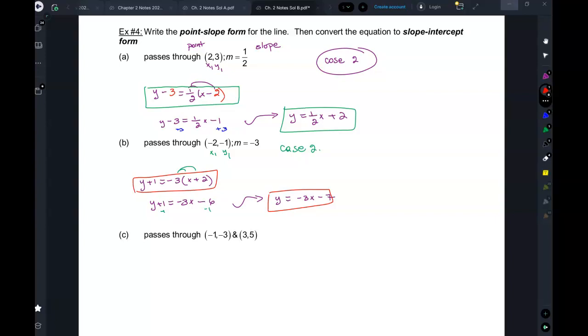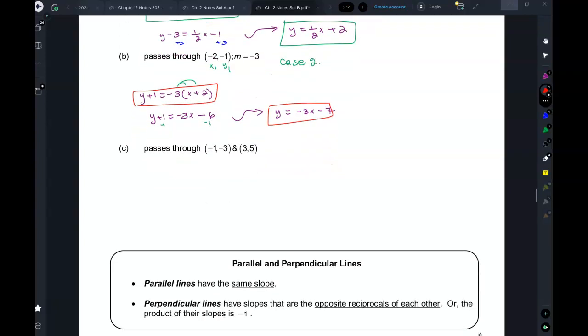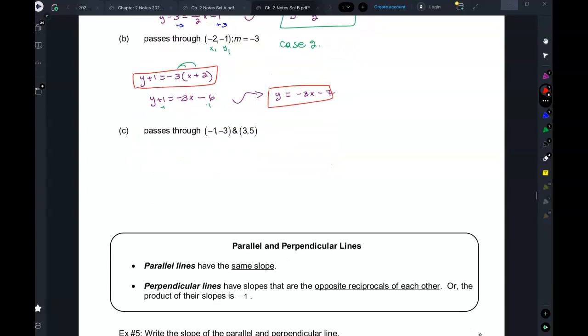Okay, and make sure you go all the way to the second equation as well. So for the first one, we should have gotten negative 3x minus 7. Let's do this one. This is case 3 now, right? So we're going to find the slope first. Did anybody find the slope? What did you get for the slope for this? 2. 2. Let's see. We get 5 plus 3 over 3 plus 1. That's a 2.